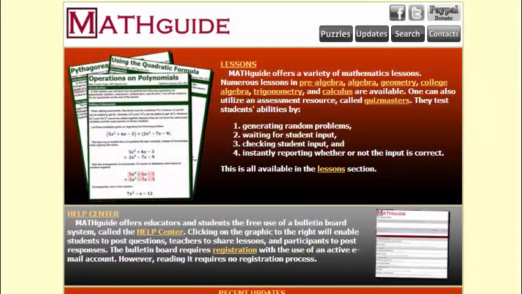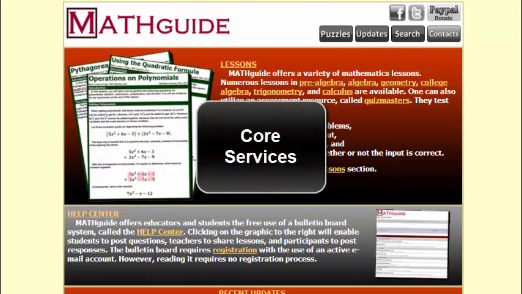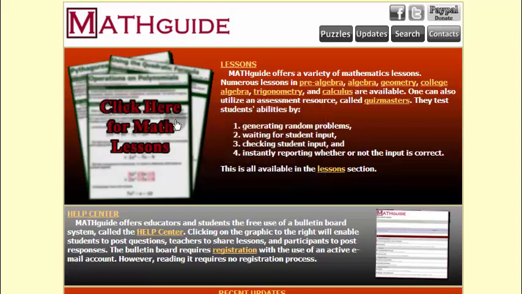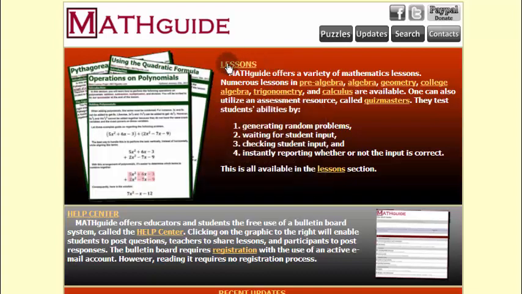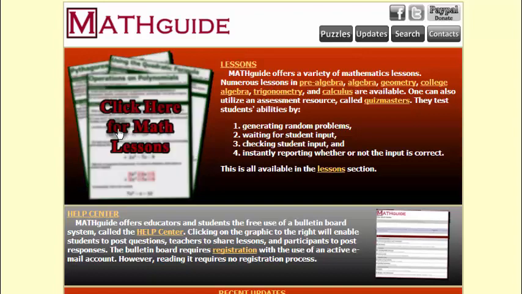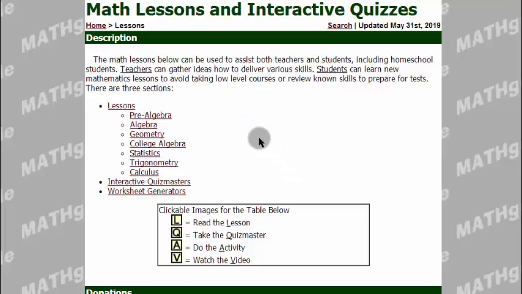This is the face of MATHguide.com. Now let's start talking about the core services that this website offers. If you go over here to the lessons section, either clicking on the text or the giant graphic, it'll take you to this index page. On this index page, you'll see that it's separated into a variety of categories. These categories are topics, giant topics in mathematics, going from pre-algebra all the way to calculus.